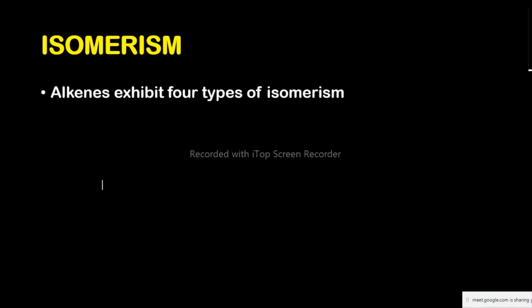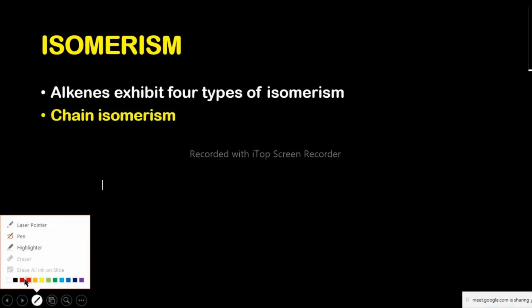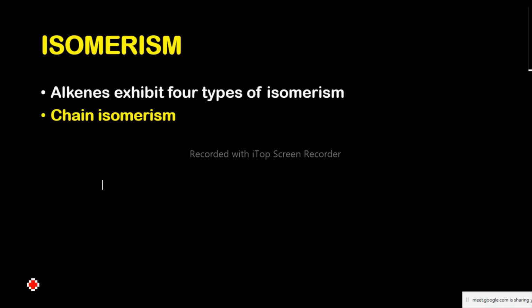So alkenes also exhibit isomerism. For those who are in Form 5, we shall study isomerism in detail and see the different types. But for those who are in Form 6, we shall pass through it, so that we remind ourselves. The first is that they show chain isomerism.